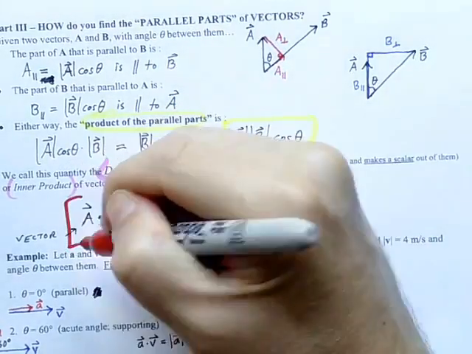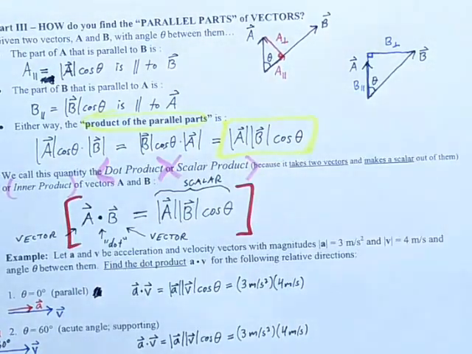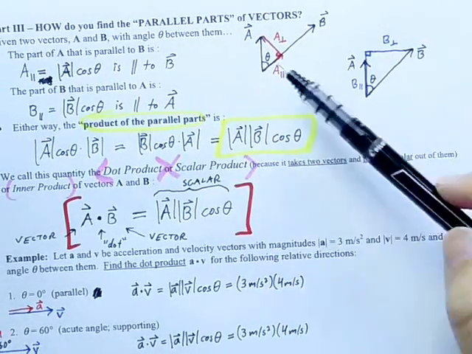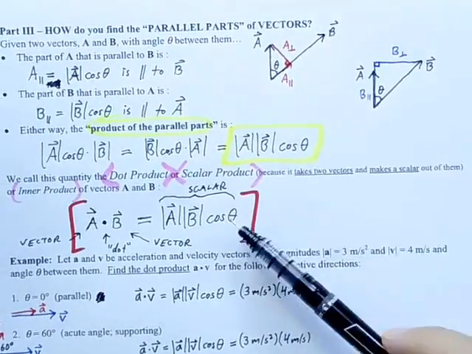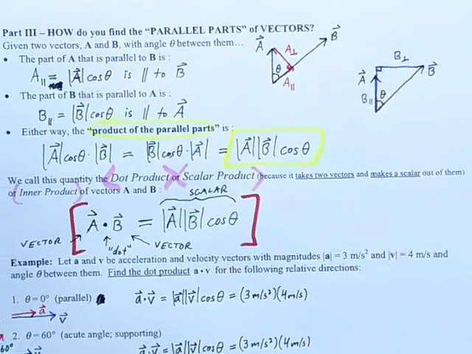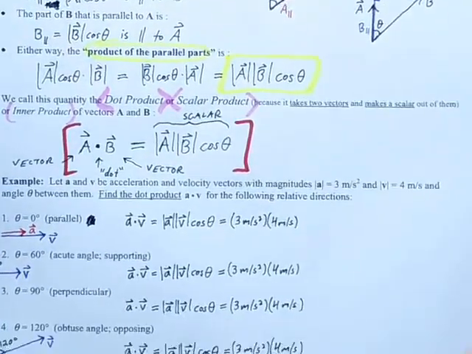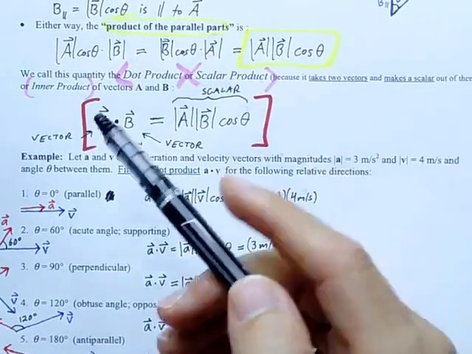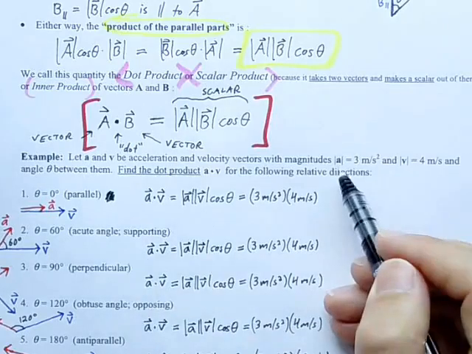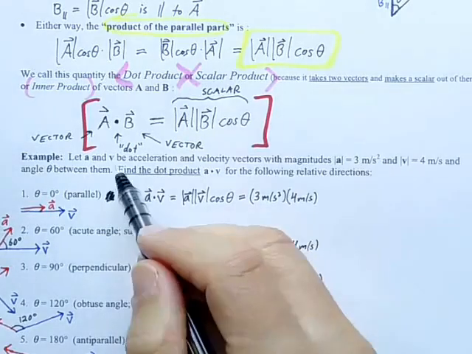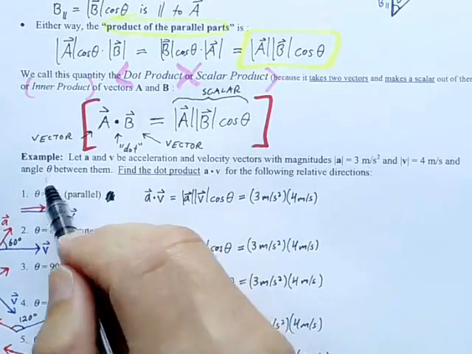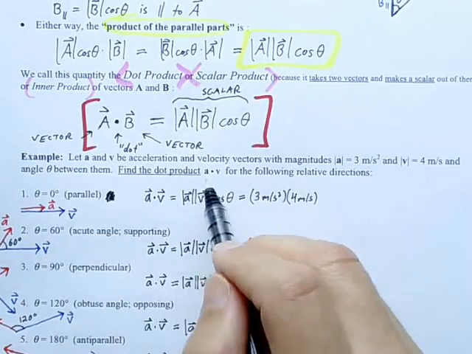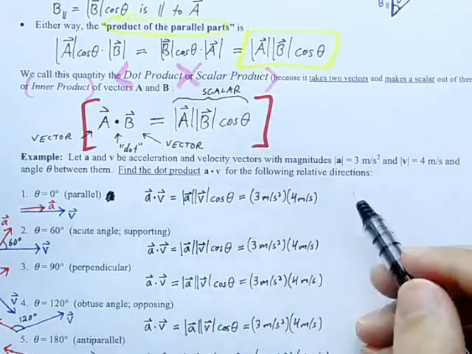So here we have defined the dot product, a way of characterizing how much two vectors reinforce each other, a single number that tells you how strongly they're reinforcing one another, a single number that represents the product of their parallel parts. So I've got some examples here. Suppose our two vectors are an acceleration vector with magnitude 3 meters per second squared and a velocity vector with magnitude 4 meters per second, and they have some angle between them, theta. Let's find the dot product, A dot V, for the following relative directions.